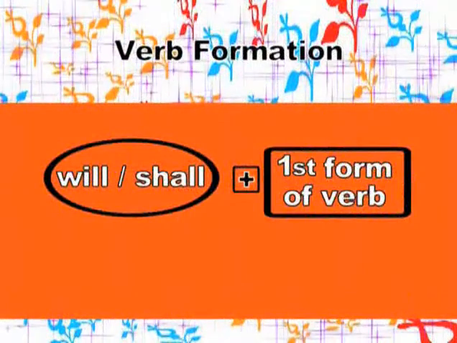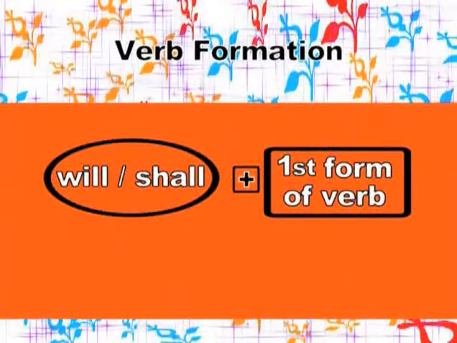Next, let's see the verb formation in case of the simple future tense. In simple future tense, you use the verb will or shall followed by the first form of the verb. We all know by now that will and shall are modals. Modal followed by the first form of the verb. Let us see some examples to understand the verb formation in case of simple future tense.